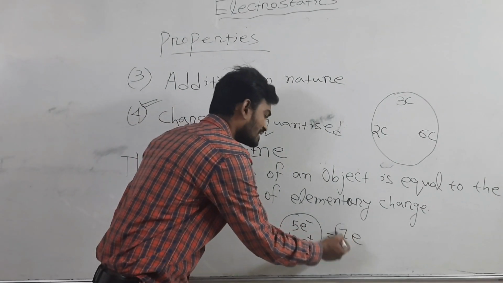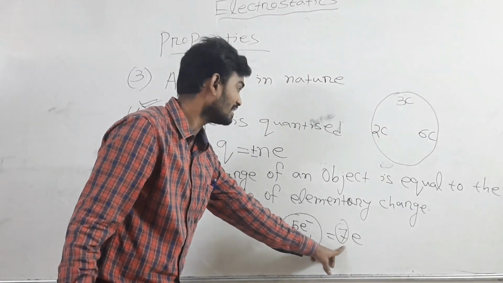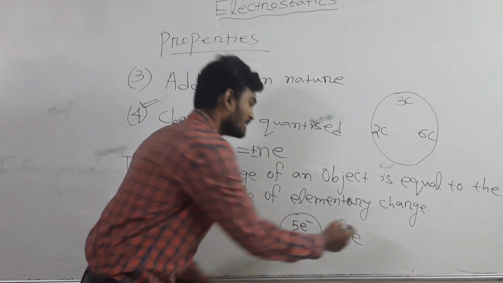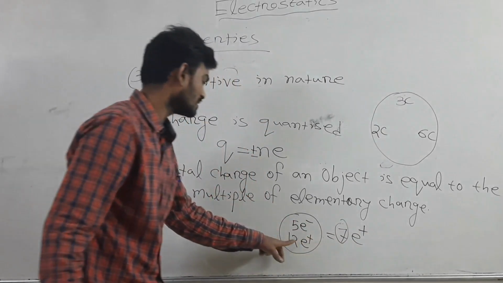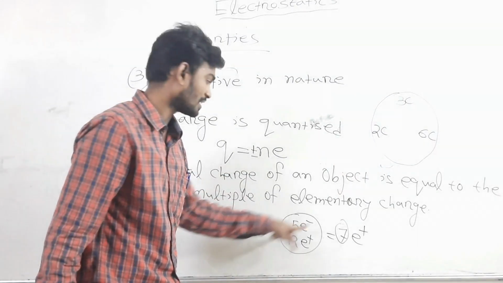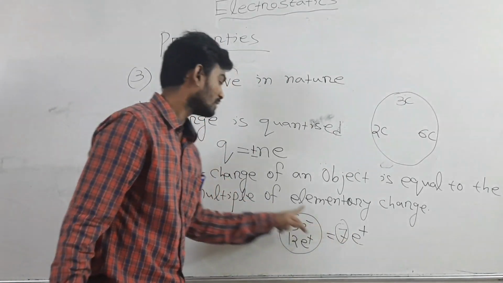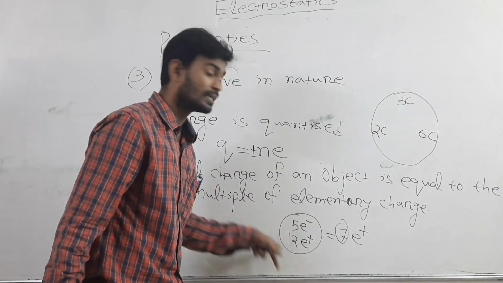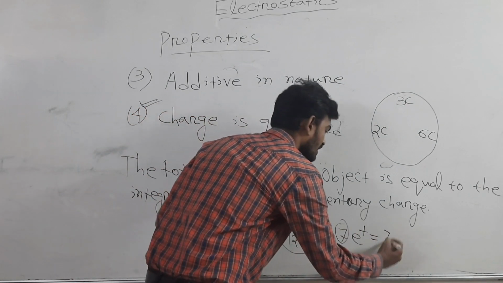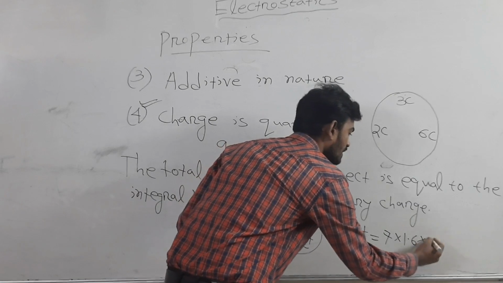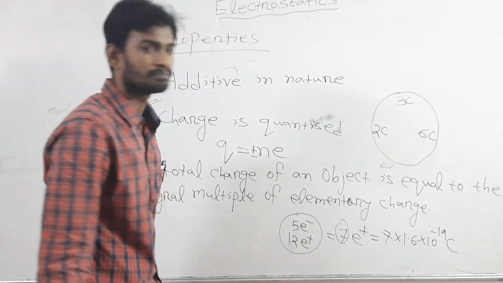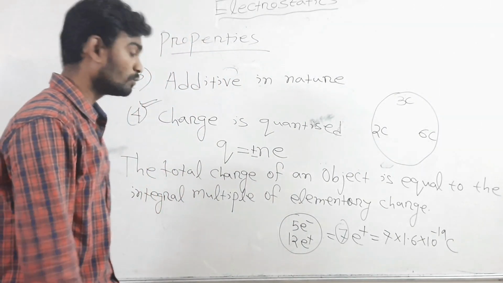So we can say 7 is an integer. This will be e plus because 12 protons and 5 electrons are present. After summation, we get 7 protons. So in this object, 7 protons are present which have charge 7e plus, means 7 into 1.6 into 10 to the power minus 19 coulomb.